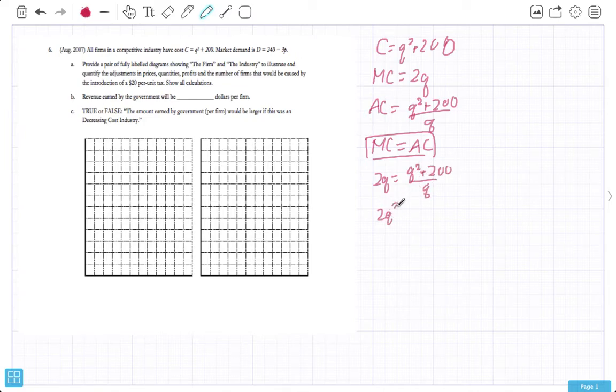And solve for Q, you would have Q equals square root of 200, which is 10 root 2, which is an ugly number. But if you get a rational number, keep it as a rational because that's the most accurate form. And then to find the price, you would have P equals MC. So MC being 2Q, you would have P0 being 20 root 2.